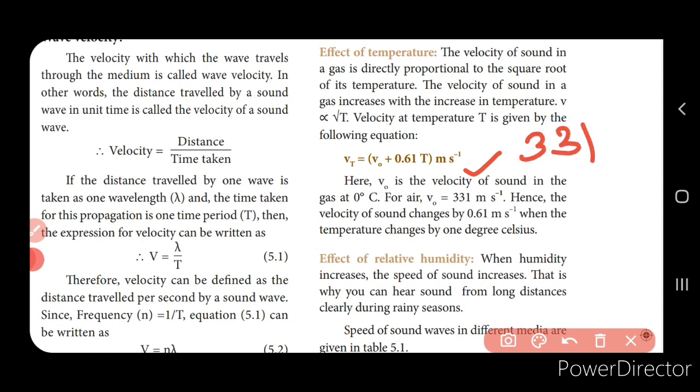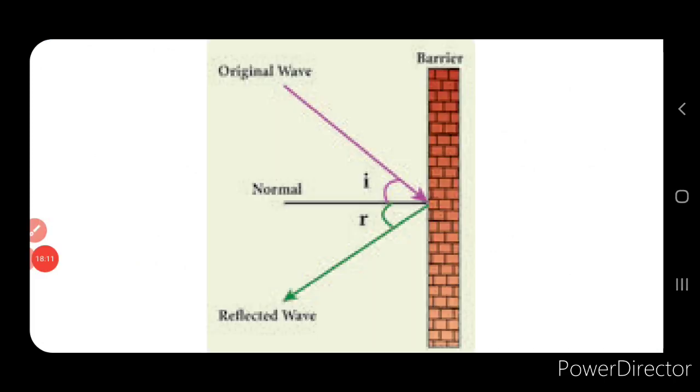And if you talk about the effect of humidity, when the humidity increases, the speed of the sound increases. So that's why in rainy season we are able to hear the voice more clearly, because the humidity increases and the speed of the sound increases. Now we'll move to what is reflection of a sound.